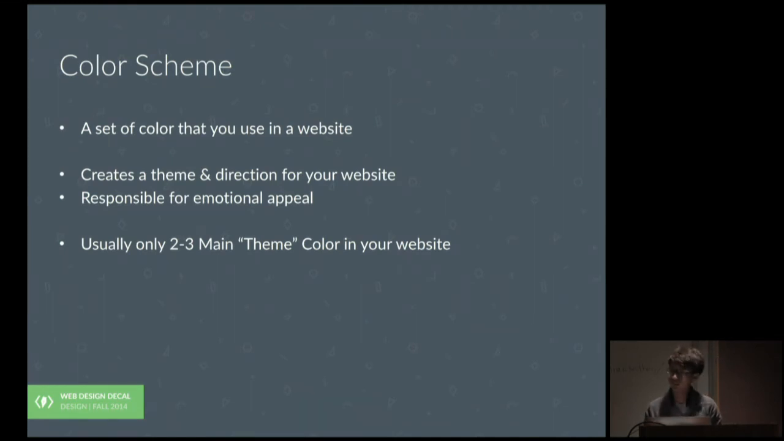What's really important is that, just like typography and images, you should use only 2 to 3 main theme colors for your website, because you want your users to recognize your website with a certain emotion, a certain brand. Therefore, you should only use 1 or 2 colors that users can associate your website with.